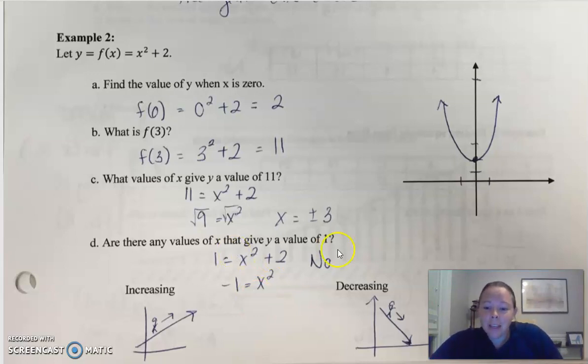Okay. Then finally, increasing and decreasing. Think of yourself walking from left to right. If you're going up, the function's increasing. If you're going down, going from left to right, if you're going down, then the function's decreasing. Now, that seems simple, but that is actually a really important concept that we're going to carry through for basically the rest of the year.